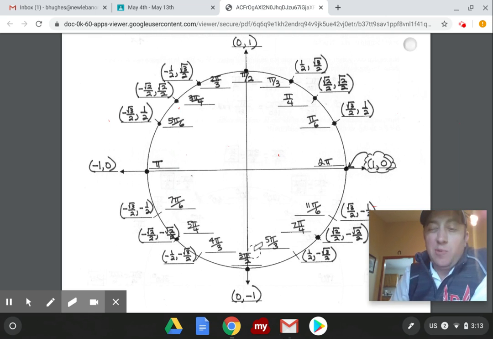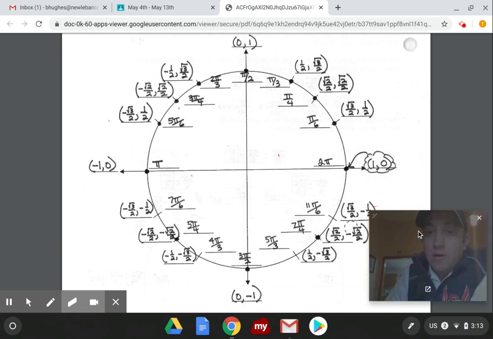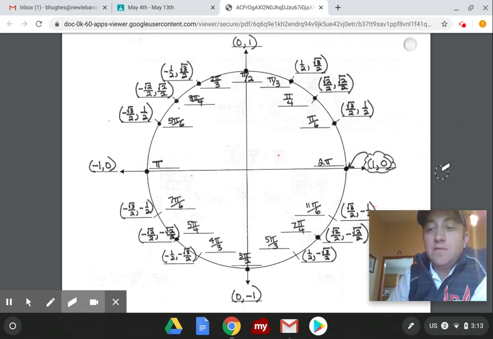Tangent, I would have to think a little bit more deeply about. Tangent is sine over cosine. So where's tangent positive? It would be where you would have a positive divided by a positive. So sine and cosine are both positive in quadrant 1. Another way that I could get a positive answer is if I had a negative divided by a negative. Cosine and sine are both negative in quadrant 3. So tangent's going to be positive in quadrant 1 and 3. It's going to be negative in the opposite places, 2 and 4.